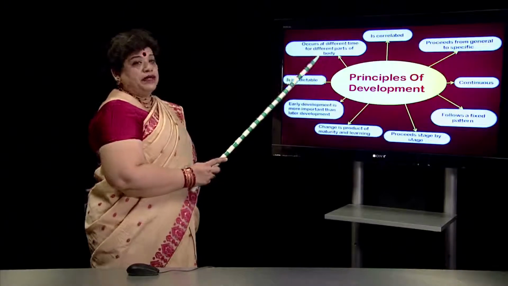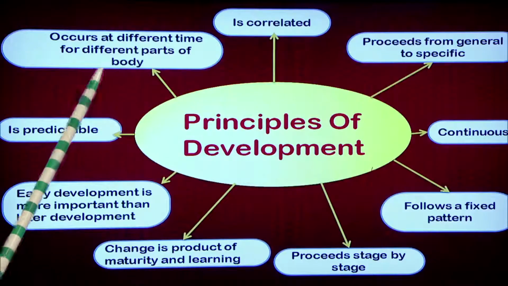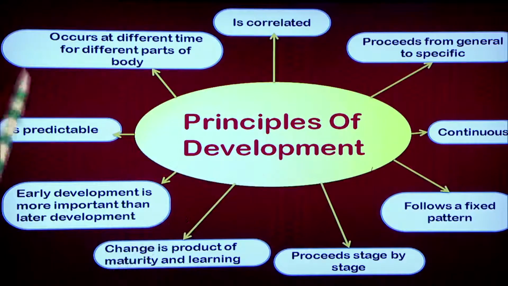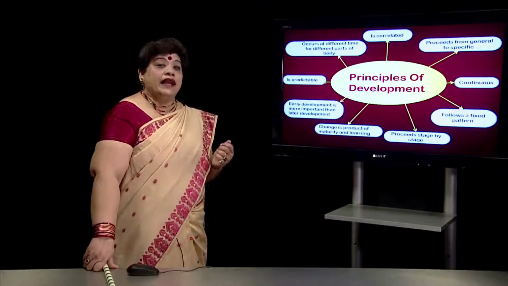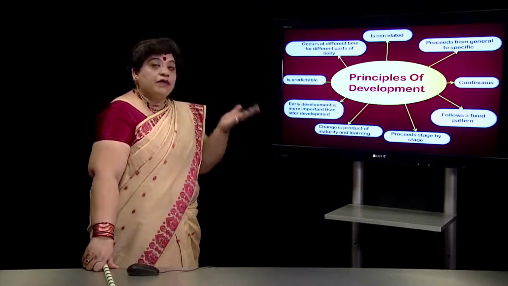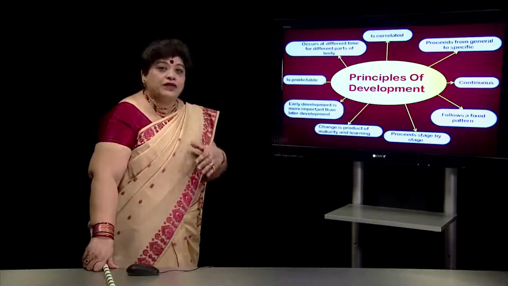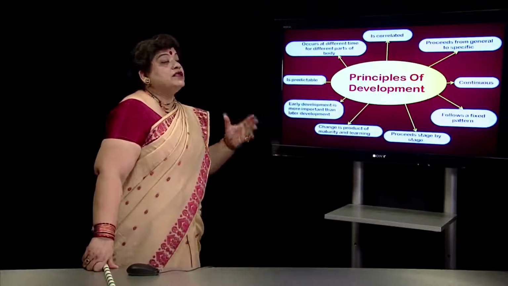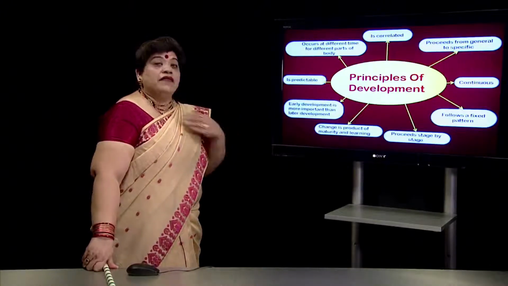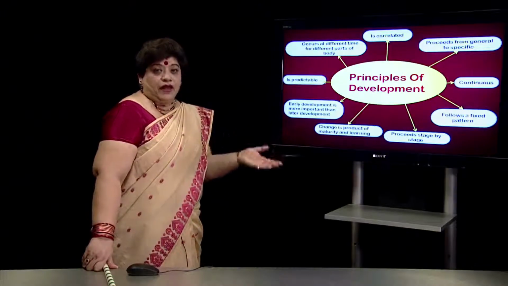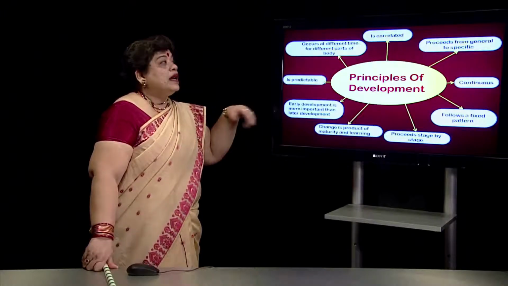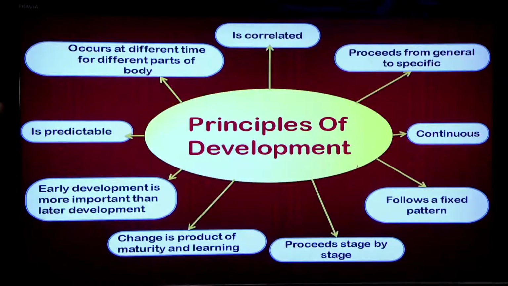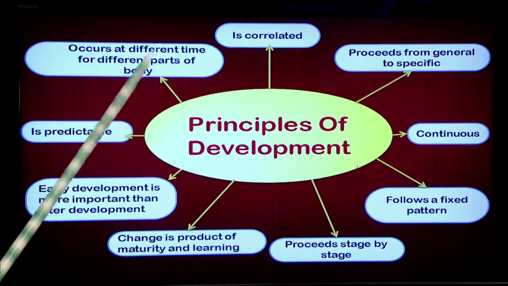Now we need to understand the principles of development. The first important principle is that it occurs at different time for different parts of body. When a child is born, everybody will insist that you put a hand supporting the head. Why? Because the head of the baby is biggest in size as compared to the rest of the body, and it becomes important for us to support that. But eventually, when we are full grown adults, head becomes smaller as compared to the rest of the body. So we can understand development happens, but at different time for each of the different parts of the body.